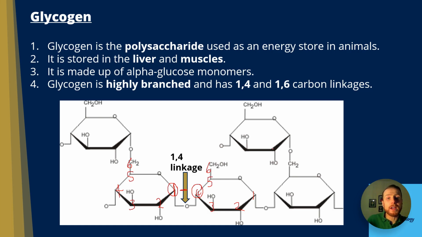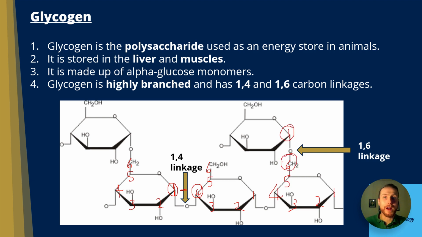Now, where glycogen branches, we have carbon 1 to 6 linkages. And we can see that here. So let's go round. You go clockwise from the oxygen. Carbon 1, carbon 2, carbon 3, carbon 4, carbon 5, carbon 6. And this side, clockwise from the oxygen, carbon 1. So we have carbon 1 to 6 linkages where glycogen branches. Now, glycogen is incredibly branched.